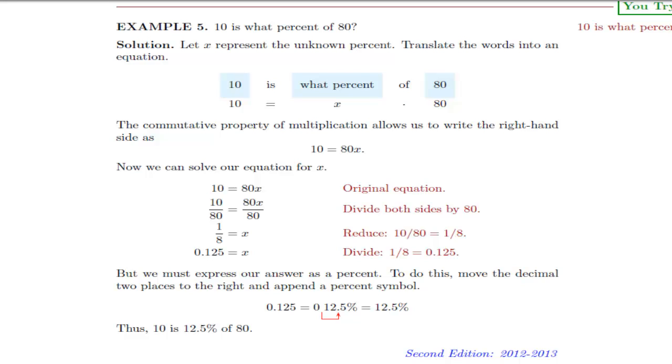On the right, 80 times x divided by 80 is x, and on the left, 10 divided by 80 is 10 over 80, which reduces to 1 over 8, and 1 divided by 8 is the decimal number 0.125. Hence, x equals 0.125, but we must express our answer as a percent. To do this, move the decimal 2 places to the right and append a percent symbol. So we get 12.5%, thus 10 is 12.5% of 80.